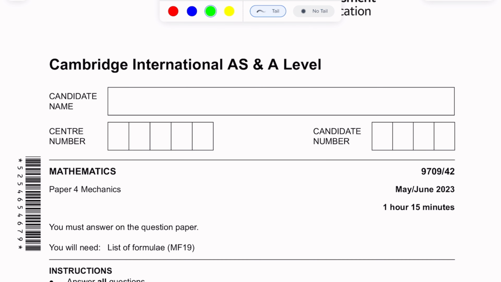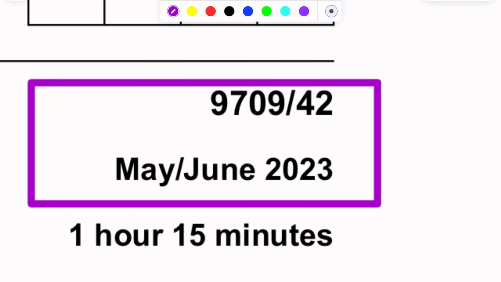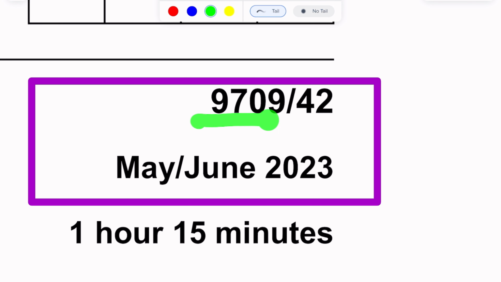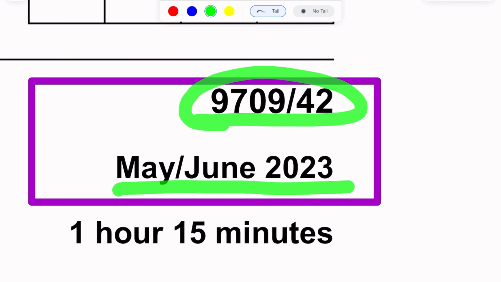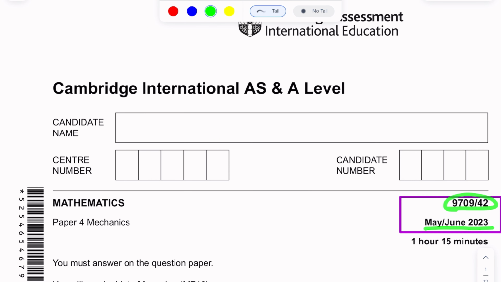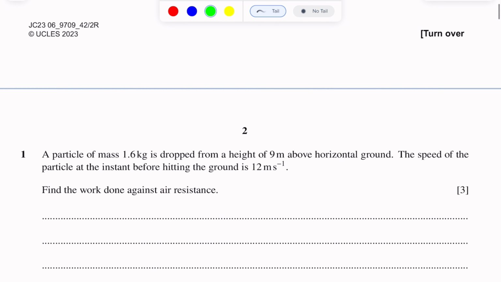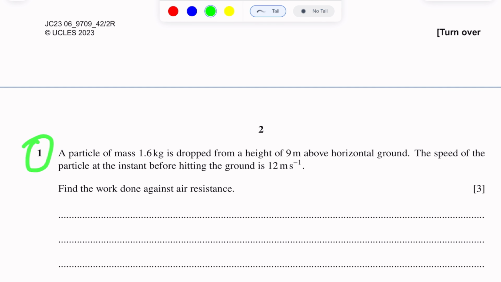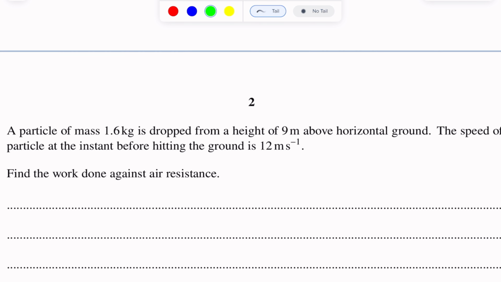Paper 4, May-June 2023, and variant is 4.2. First question of this paper is from work, power and energy.